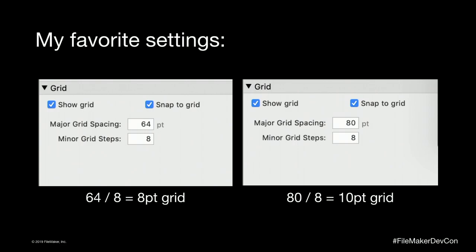I use the one on the left in this case, which is 64 by 8. And 64 divided by 8 is 8, an 8-point grid. An 8-point grid's super handy because I can divide 8 by 2 and get 4. So if I really need to scoot something in there, because not everything's going to fit perfectly on the grid, you can have something a little bit off, but it gives me some flexibility there.